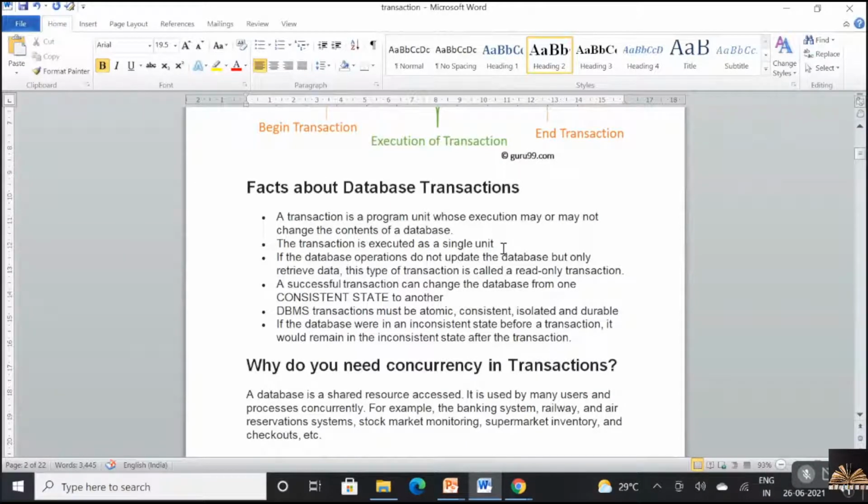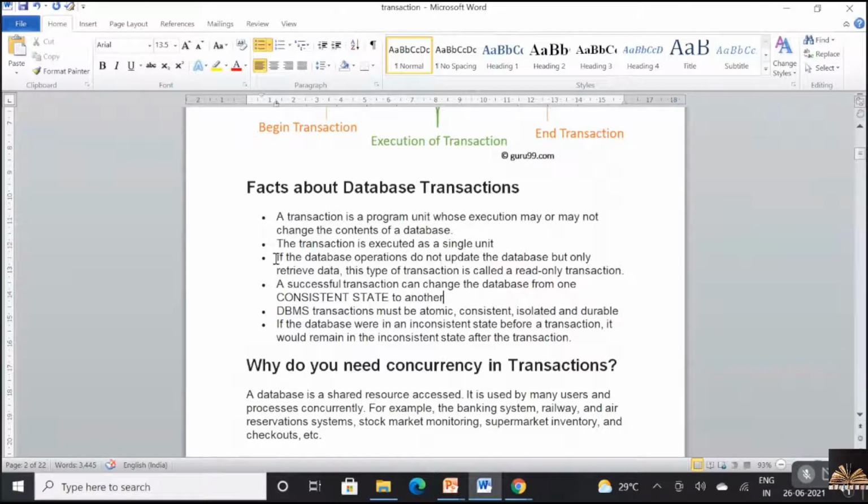And I told you it should be executed as a single unit. This is the most important thing. If the database operations do not update the database, then this particular transaction is called a read-only transaction. I'm not doing any modifications to the database objects. Then that particular transaction is called a read-only transaction.